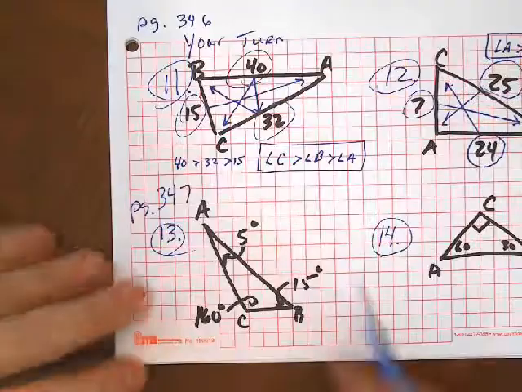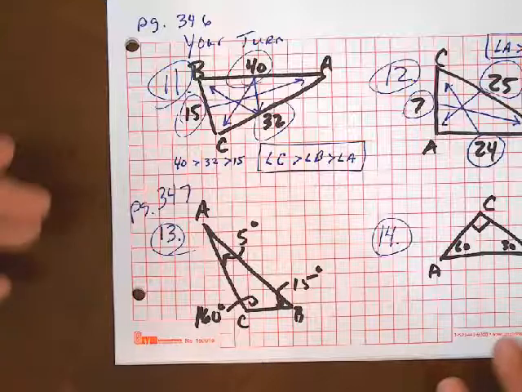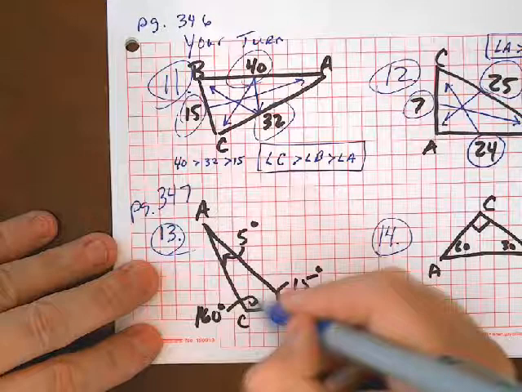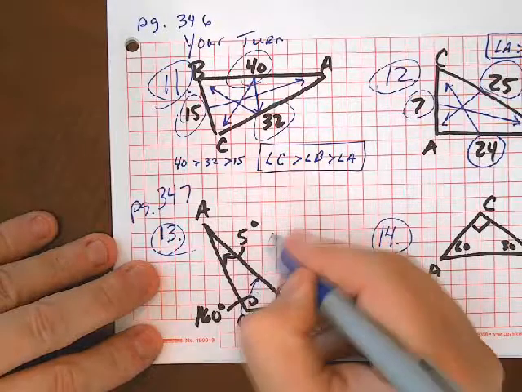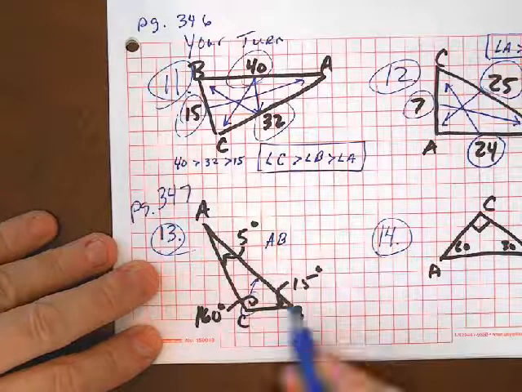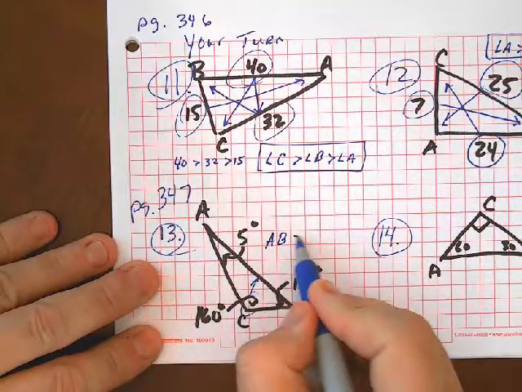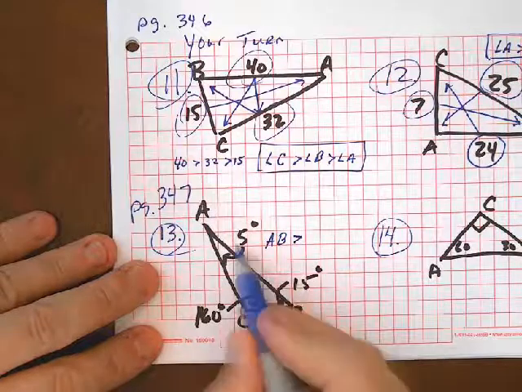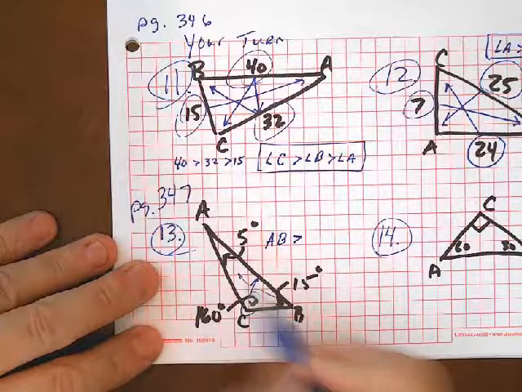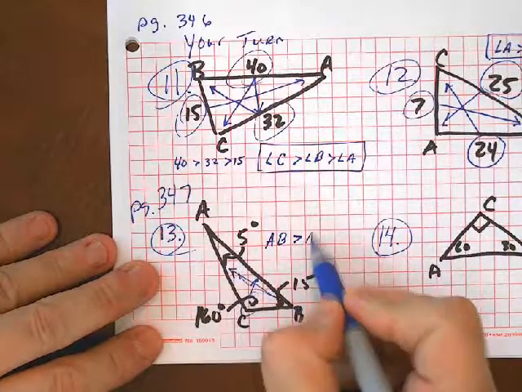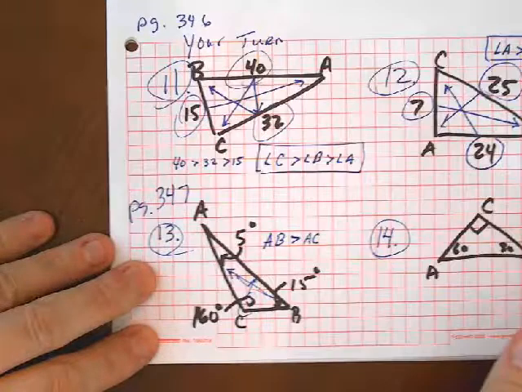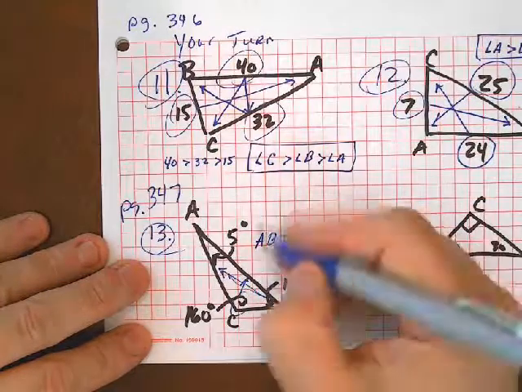What if they give you the measures of the angles? Is it the same thing across? Yes, it is. If I look at 160, what's the side opposite? That would be AB. Then is it greater than 15 or 5? Well, it's 15. What's the one opposite of 15? That would be AC. And then the last one, of course, would be BC.